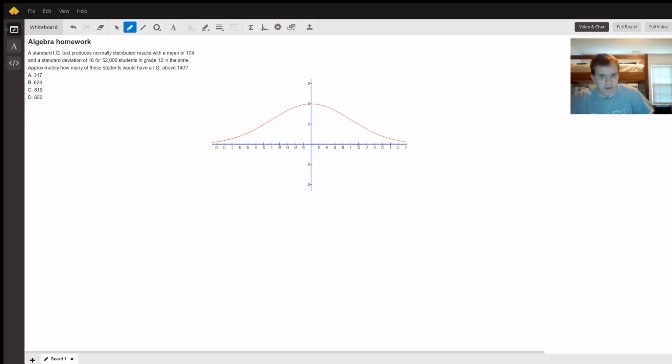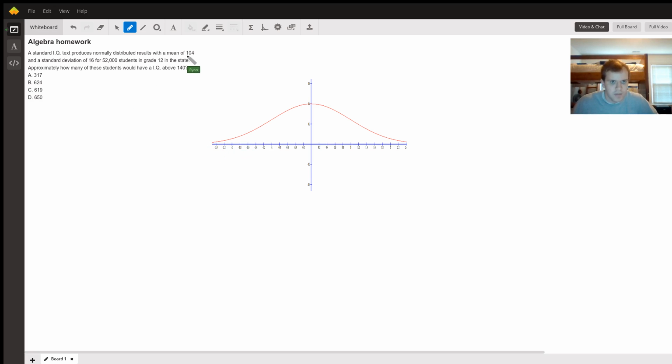Now, I have here a normal distribution, and it's the normal distribution with mean 0 and standard deviation 1, which is the standard deviation which you usually have lookup tables for the cumulative distribution function, the CDF. And so basically what we need to do is take this normal distribution in the problem and convert it to this one, and then we can find the probability of being above or below some standard deviation from the mean, and just multiply that by 52,000, and then we should be good to go.